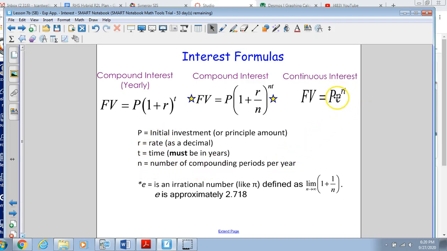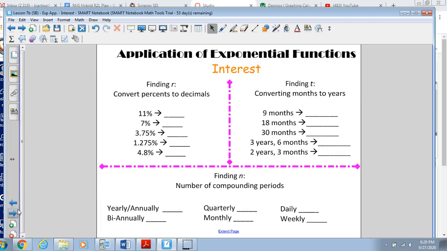And this one over here, with continuous interest, we'll be using E, which is the irrational number. You don't need to know the amount. You don't need to know this limit definition. You just need to be able to locate it on your calculator. So let's get started here.